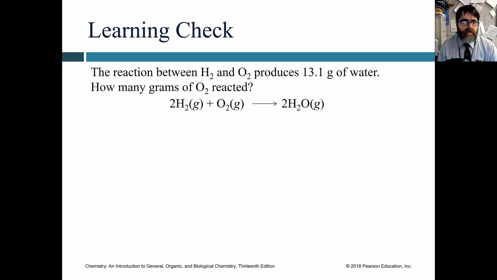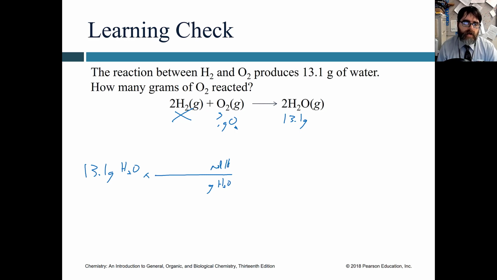So here we're told we made 13.1 grams of water, and the question is how many grams of O2 were used to do that. We're not worrying about the hydrogen there, so we start with 13.1 grams of H2O. Turn grams into moles, because anytime you have grams, you should get it into moles. The number that goes with moles is always 1. Now we're ready for our stoichiometry step, because we're going from moles of one chemical, water, into moles of another chemical, oxygen.